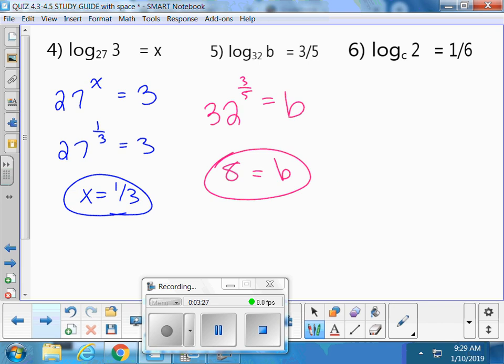And the last one, this is the one that people have been struggling with this week, just remembering the technique to solving. So our base is unknown, that's our C. 1/6 is the exponent, and then 2 is the solution. So we talked about how we can make that 1/6 disappear. The only way to do so is to raise both sides to the reciprocal power, and the reciprocal power would be the 6th power. The reciprocal power would cause the 1/6 to disappear, so the answer is 2 to the 6th, or 64.